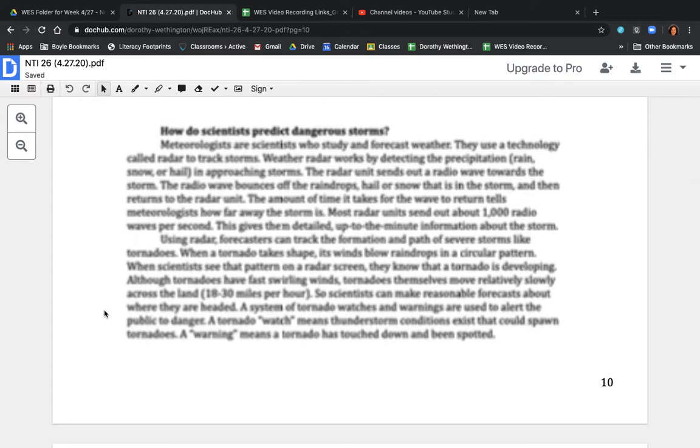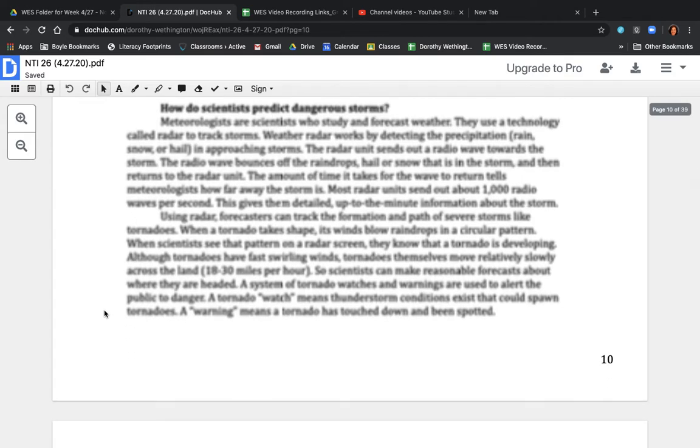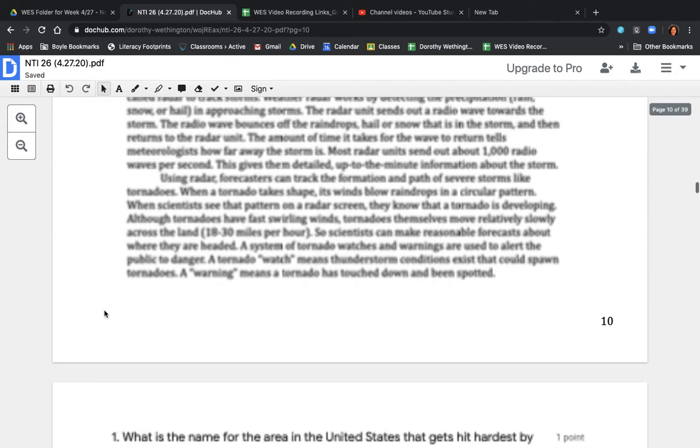A system of tornado watches and warnings are used to alert the public to danger. A tornado watch means thunderstorm conditions exist that could spawn tornadoes. A warning means a tornado has touched ground and has been spotted.